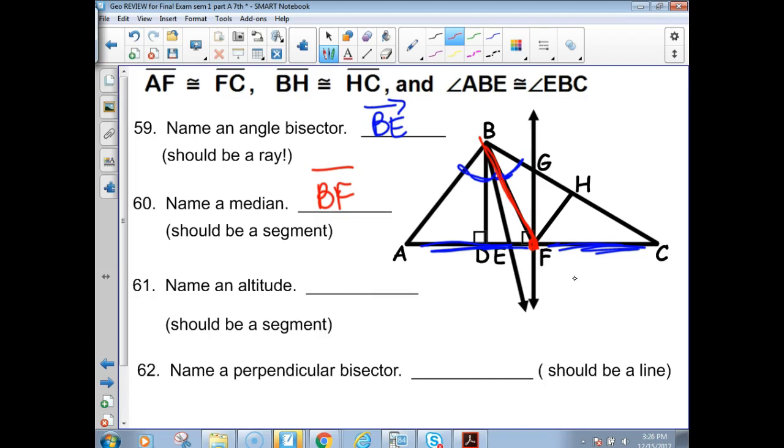Now an altitude's a tallness. That's going to be BD or DB. And a perpendicular bisector cuts the side in half. That's going to have to be that line, GF.